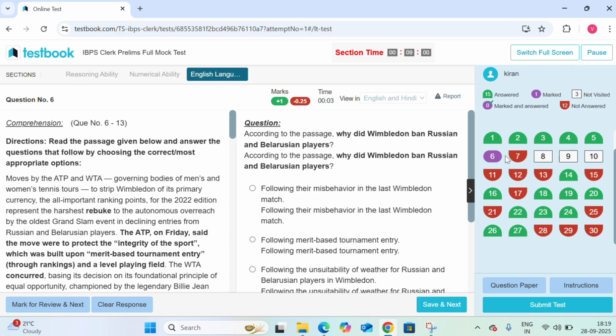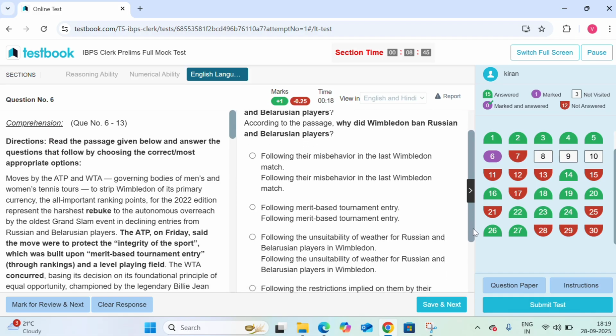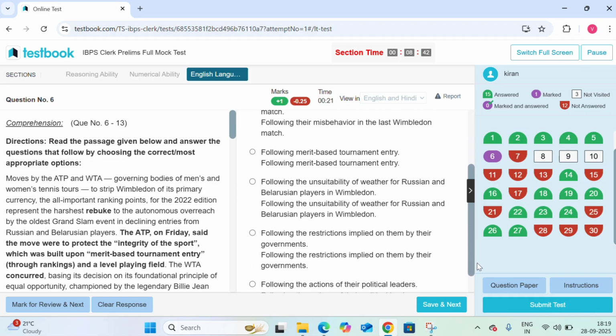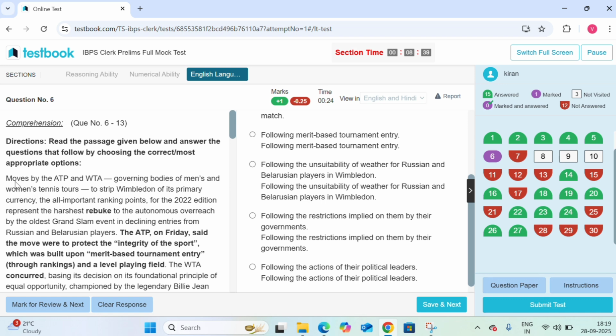Why did Wimbledon ban Russian and Belarusian players? Following the restrictions imposed on them by the government and the actions of their political leaders, moves by the ATP and WTA, the governing bodies of men's and women's tennis, to strip Wimbledon of its primary currency, the all-important ranking points for the 2022 edition, represent the harshest rebuke to the autonomy overreached by the oldest Grand Slam event in declining entries from Russian and Belarusian players.